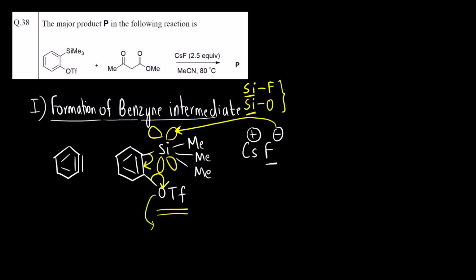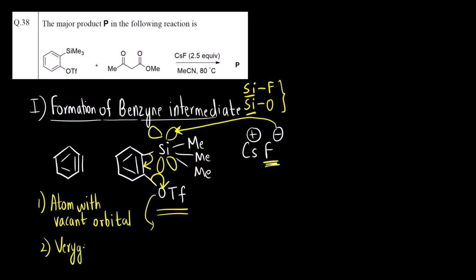This is the trick to identify that a benzyne intermediate will be formed. First, there will be an atom having a vacant orbital, just like here it was silicon, that can accept electrons from an electron-donating group like fluoride. Second, there will be a very good leaving group. Okay, here it is OTf. It can be any other group as well, like OTs. This is called tosylate.